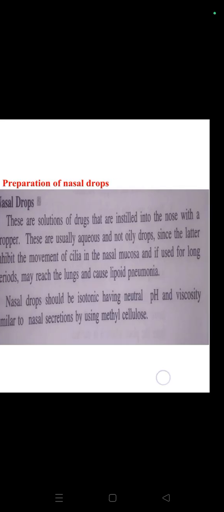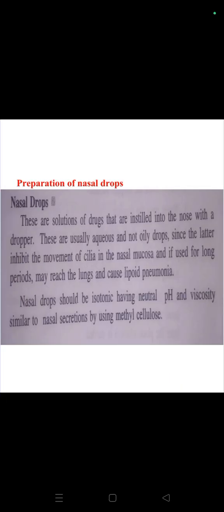Then preparation of nasal drops. These are solutions of drugs that are instilled in the nose with a dropper. These are usually aqueous and not oily drops since oils inhibit the movement of cilia in the nasal mucosa and, if used for long periods, may reach the lungs and cause lipoid pneumonia. Nasal drops should be isotonic, have neutral pH and viscosity similar to nasal secretions by using methyl cellulose.